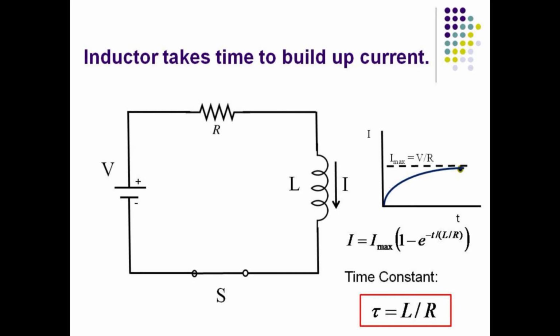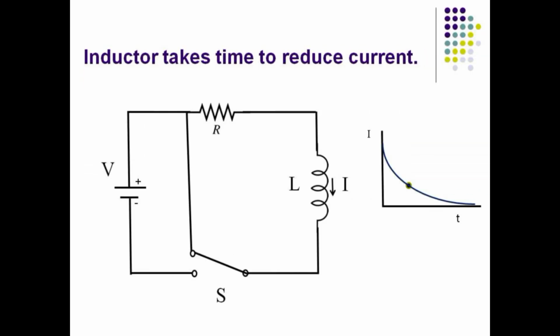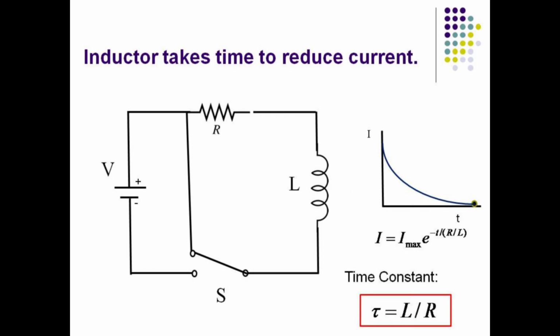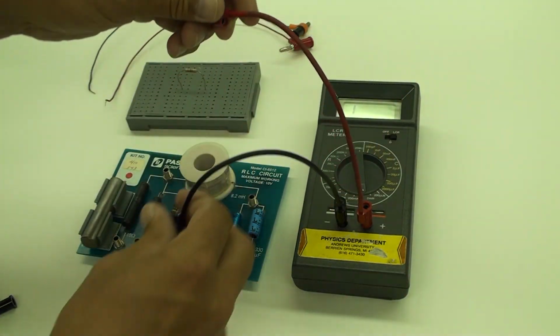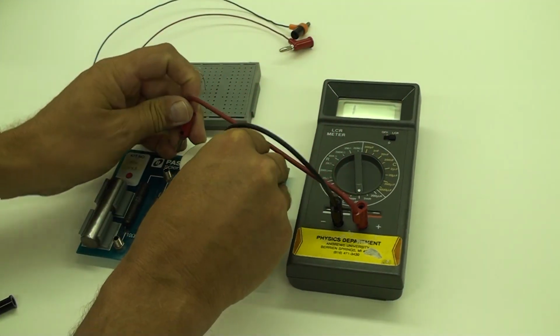Now the time constant depends on the quotient of the inductance to the resistance. The larger the inductance, the longer it takes for the current to become established. If the inductor already has current flowing and the power supply is removed by flipping a switch, the current decays away at a rate that once again depends on the ratio of L to R. Begin by measuring the inductance of the coil L using the inductance meter.